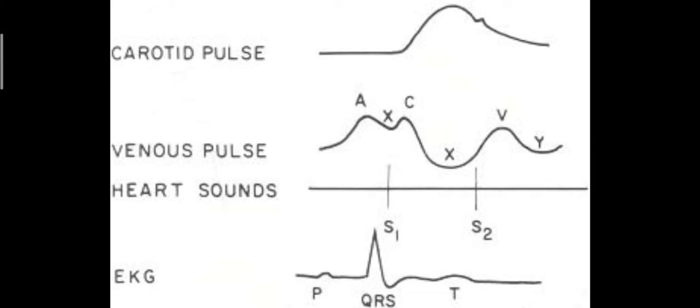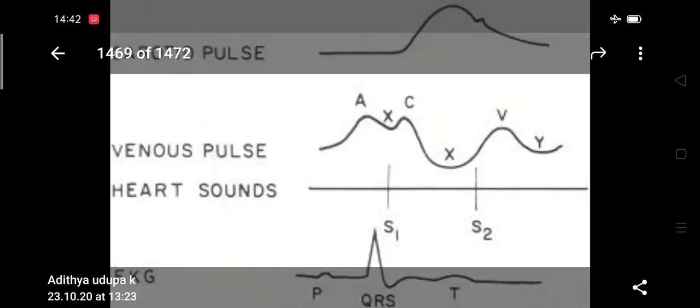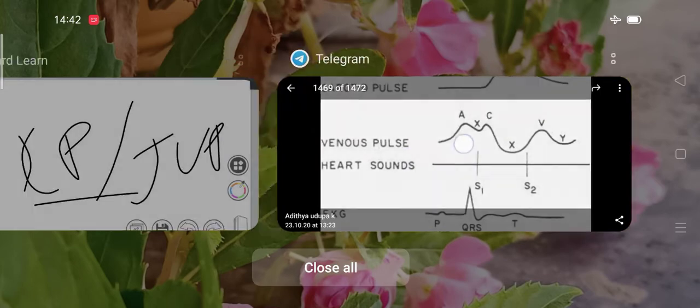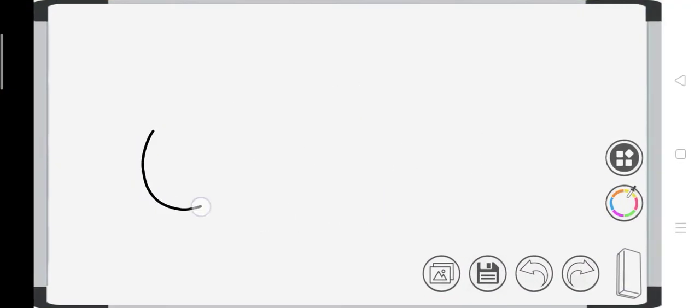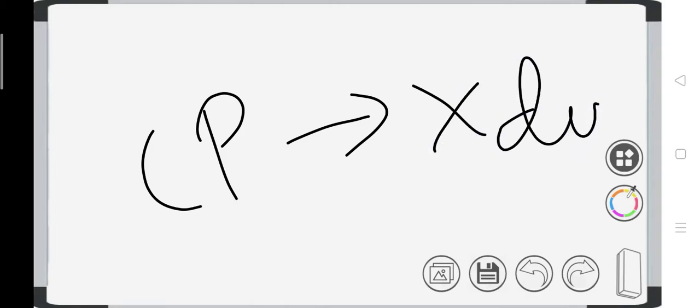Another way is, if you are auscultating and looking at the JVP, the positive wave correlates with the S2. Whatever the positive wave which is correlating with the S2 is the V wave. Whatever the other positive wave is the A wave. So the carotid pulse is equivalent to the X descent on JVP. You can just do that.